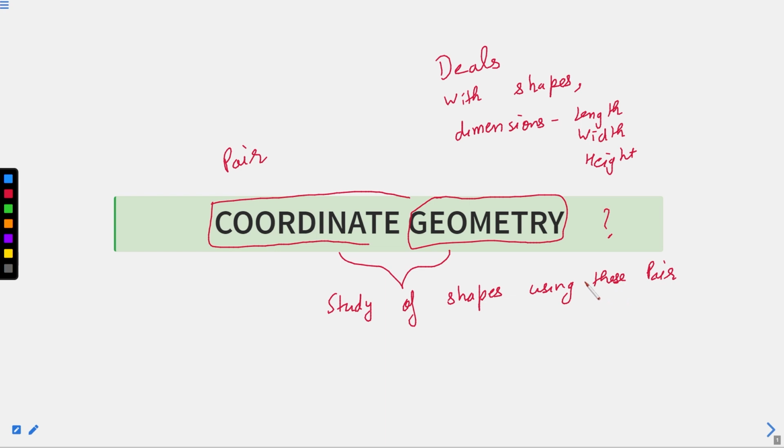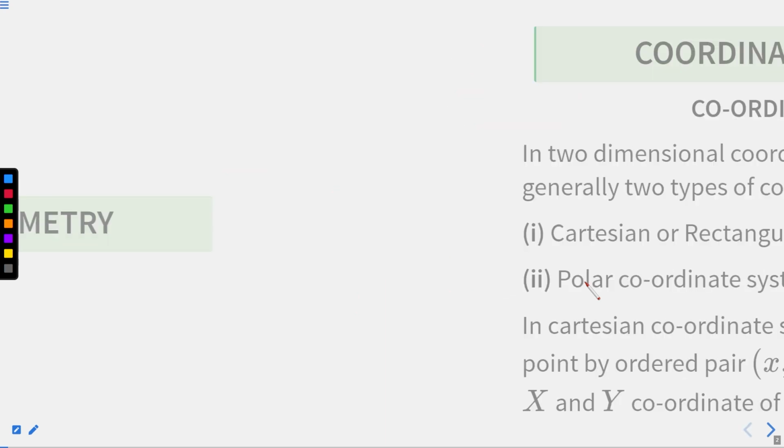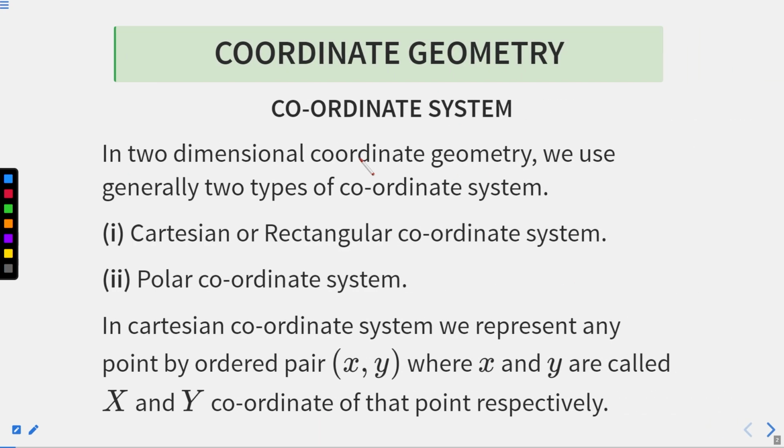So let's dive deep into our lecture. Coordinate system. There are two main coordinate systems. One is the Cartesian or rectangular coordinate system. The other is the polar coordinate system. In the Cartesian coordinate system, we represent any point by an ordered pair.